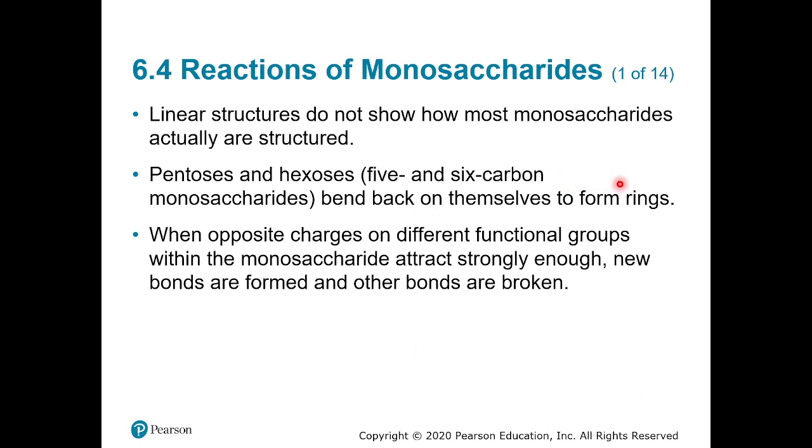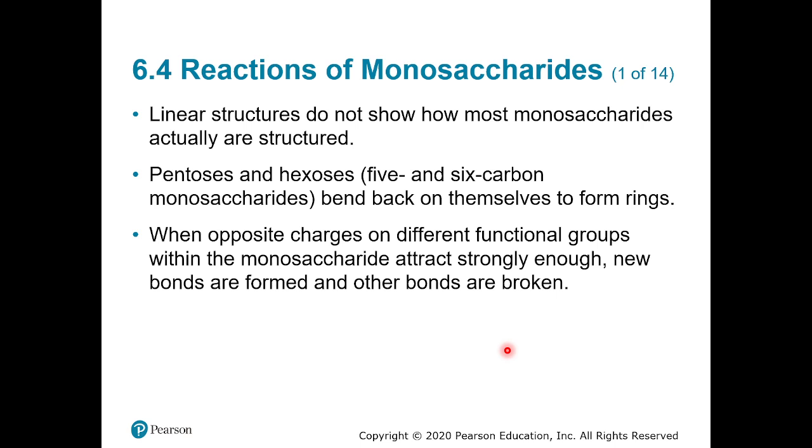Okay. So the reactions of monosaccharides. Your linear structures don't really show how most monosaccharides are actually structured when they're in biological systems. The vast majority of monosaccharide in your blood, in biological systems, really even in water, are just not going to be linear at all. They're going to be rings typically. So the pentoses and hexoses, the 5 and 6 carbon monosaccharides, will bend back onto themselves and form a ring that includes that oxygen.